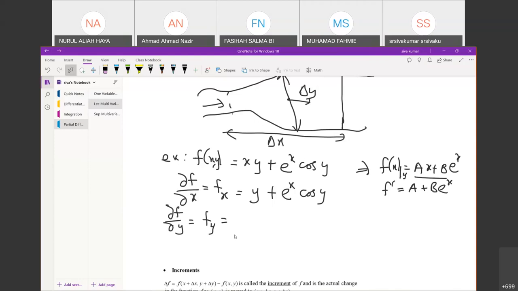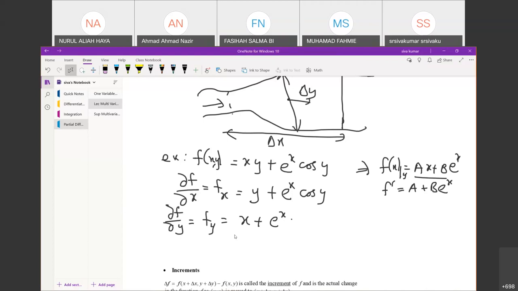Now you need to treat x as a constant. Don't see x. Just look at the y and solve. What will you get? Give a try. You will get x. Can you follow? Done. Then, what do you get? e^x. Don't change anything. e^x here never changes. This one only will change. When you differentiate this, what will you get?